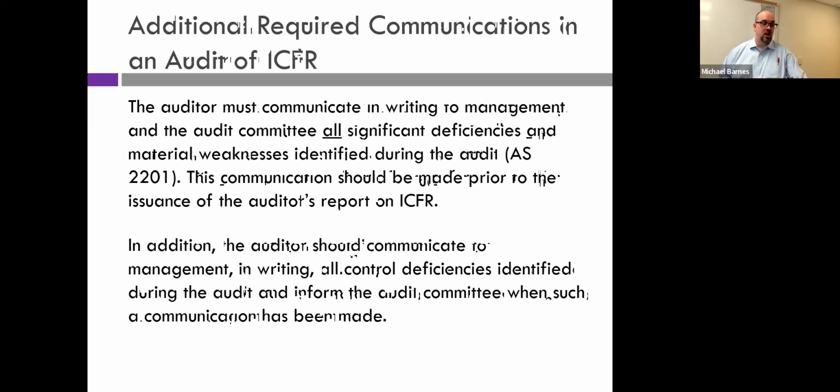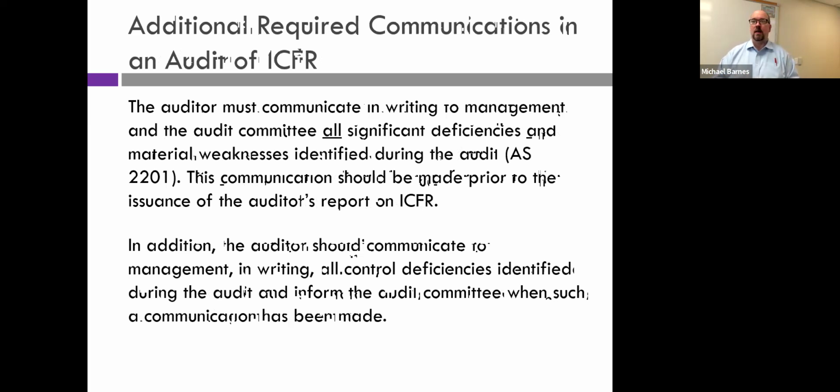In addition, the auditor should communicate to management in writing all control deficiencies identified during the audit and inform the audit committee when such communication has been made. This one's a little bit confusing, so I want to clarify what this point means. The audit committee will not know what the control deficiencies are. We're not responsible for communicating that. And it's probably a good idea, because if there are a lot of control deficiencies, they're so minor in scope that the audit committee probably doesn't care about those. But we are responsible for telling the audit committee that we have communicated this information to management, and we need to tell them the date that we reported it. So they do know that the information has been communicated to management, and they know when that happens.